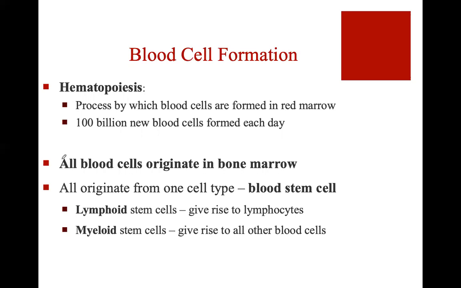So the only category of cells that are going to be created through your lymphoid stem cells would be your lymphocytes. All other blood types, which include your red blood cells, your neutrophils, your monocytes, eosinophils, basophils, all of those, as well as your platelets, are going to be associated with your myeloid stem cell.